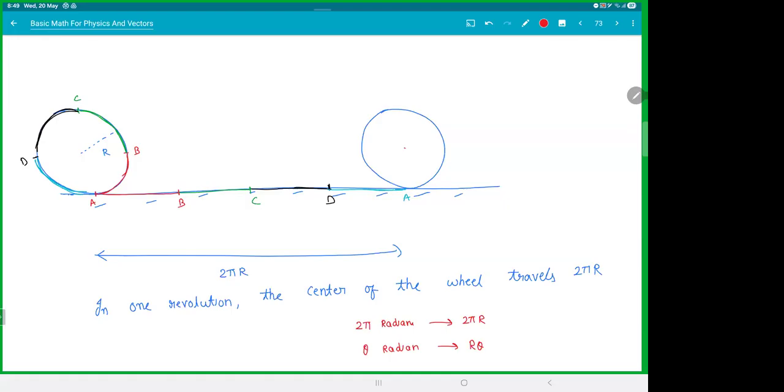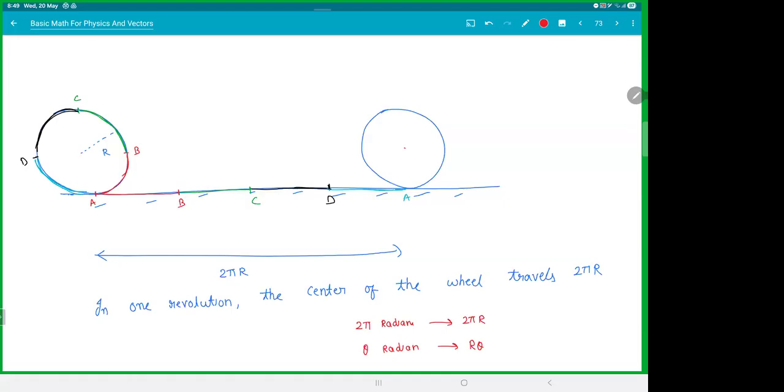These marathons, 42 kilometer, 21 kilometer. Did you ever see how they measure the path of that entire track? No one takes a scale and measures it. They have a small wheel kind of thing. You sit on that and you just keep pushing the wheel. It will count the number of revolutions and multiply into 2 pi r, and that will give you the distance.